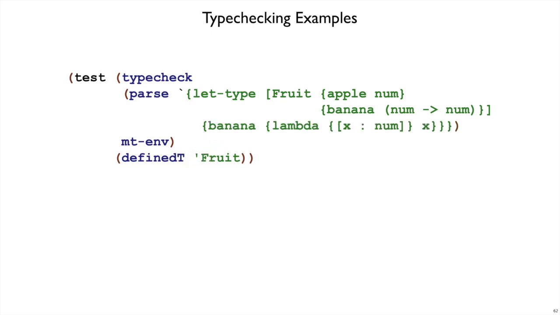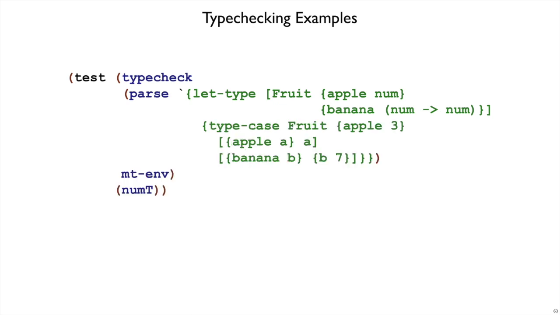It's the same if we write banana down here. Apple or banana are both constructors for the fruit type, so whether we use one or the other, we'll get a fruit out. If we have a type case form in the body of the letrec, then we can start looking at how type check works with type case.